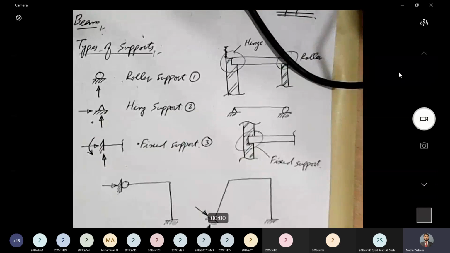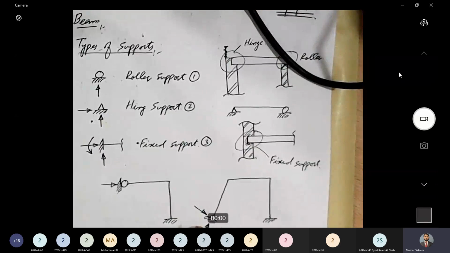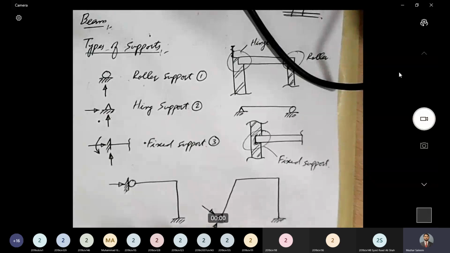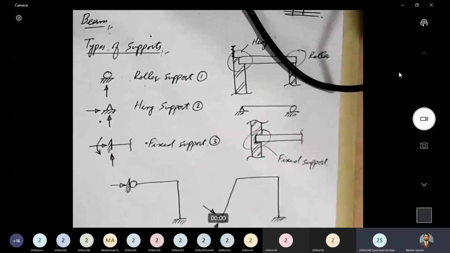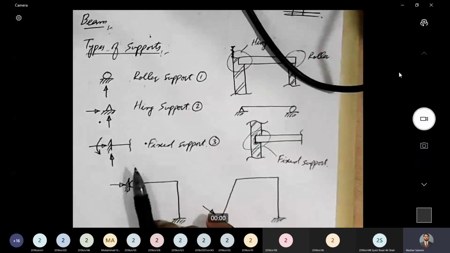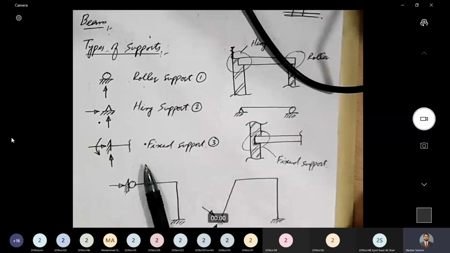And this is how we provide these supports in physical structures. Everybody is clear about these different types of supports? Yes, sir. All right, that is great. If you have any question at any point, simply raise your hand.